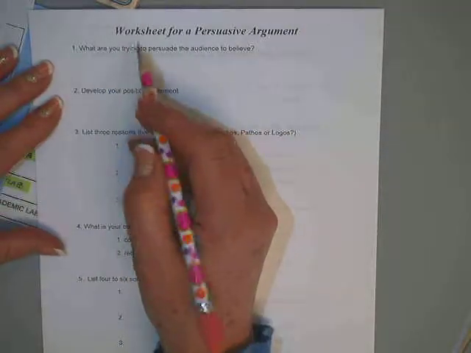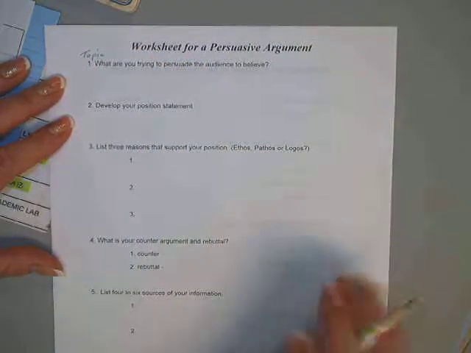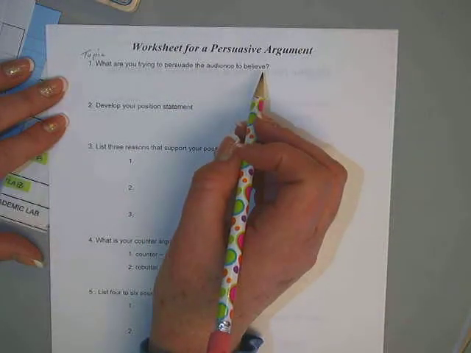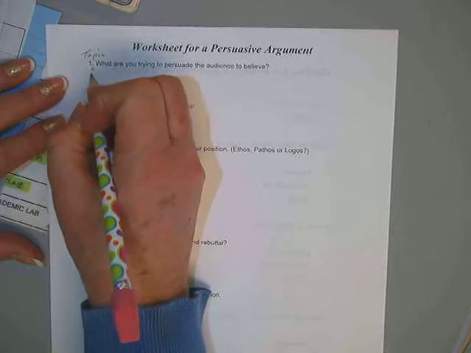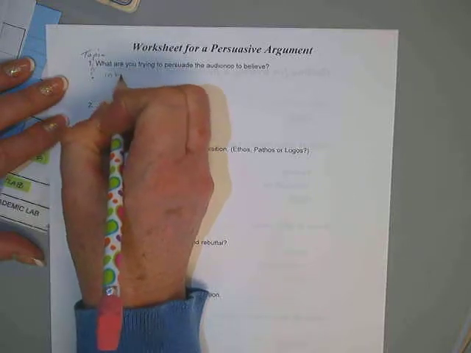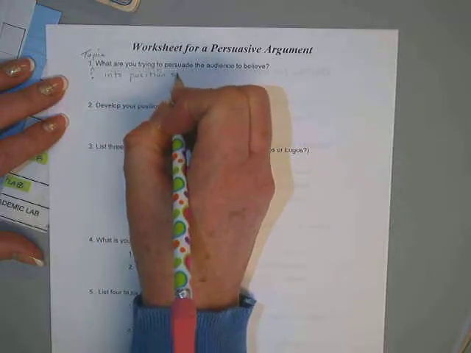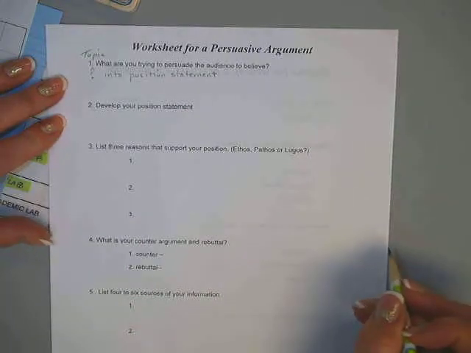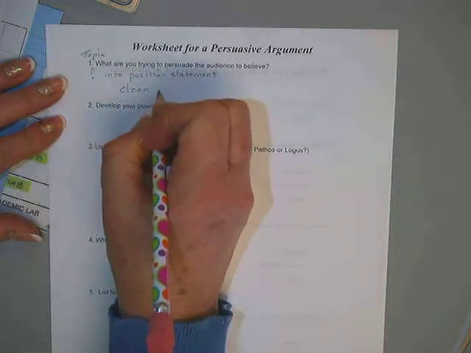So number one here, this is going to be your topic. Please feel free to write the notes that I'm writing on the paper. What are you trying to persuade the audience to believe? You need to, at this point, turn your research question into a position statement. So you already have a question for researching, okay? This is clean water.